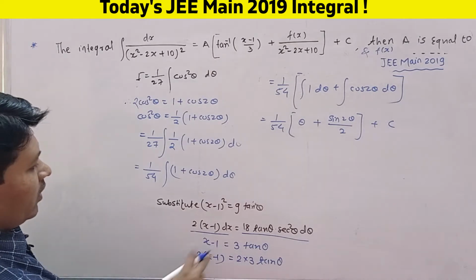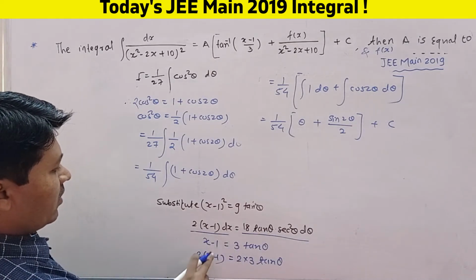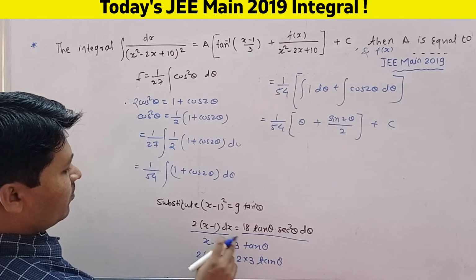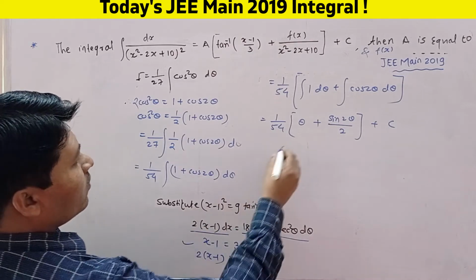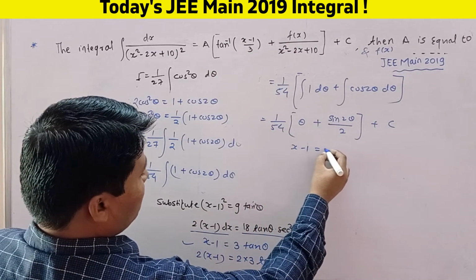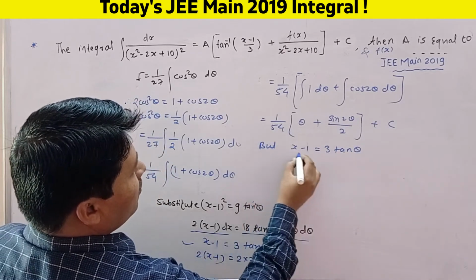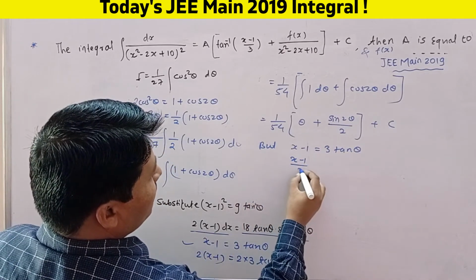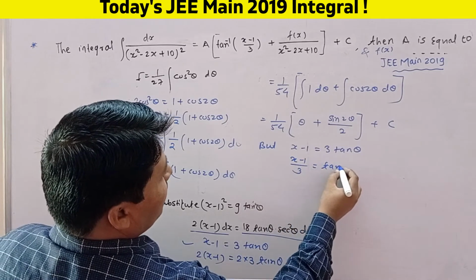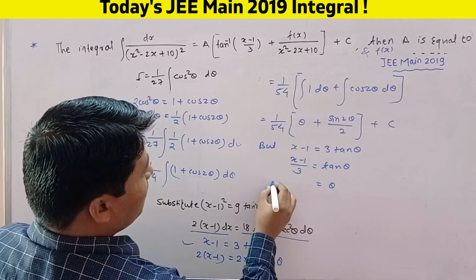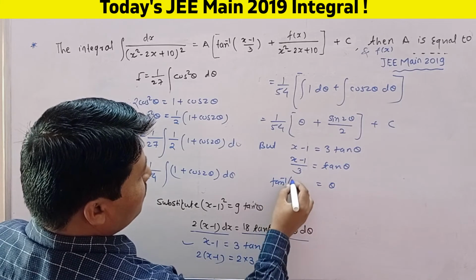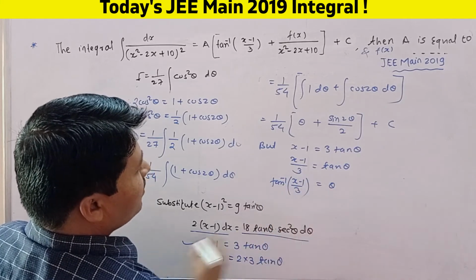Now observe, we know that x minus 1 is equal to 3 tan theta. Then this term becomes x minus 1 divided by 3, and we get tan theta. Therefore theta is equal to tan inverse of x minus 1 divided by 3.